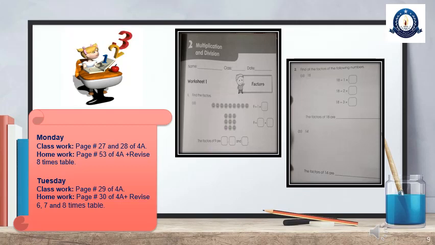So factors of 18 are 1, 2, 3, 6, 9 and 18. In this way you will find factors. Now look at here B part. Find the factors of 14. As you found factors of 18, in same way you will find factors of 14.